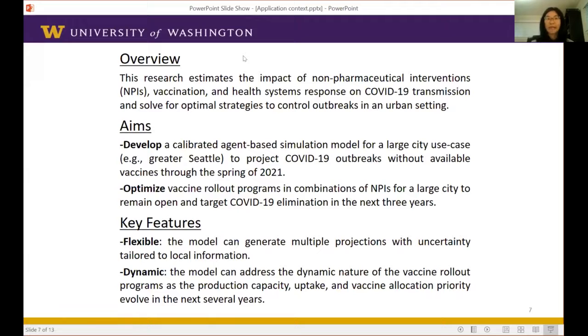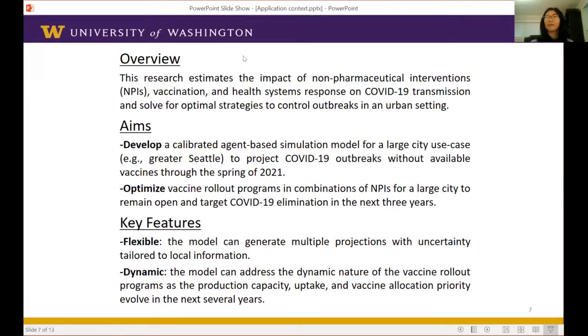There are two primary aims. In the first aim, we have developed a calibrated agent-based simulation model for a large city use case, for example, the Greater Seattle, to project COVID-19 outbreaks without available vaccines through the spring of 2021. In the second aim, once safe and effective vaccines become available, we plan to optimize vaccine rollout programs in combinations of NPIs for a large city to remain open and target COVID-19 elimination in the next 3 years.